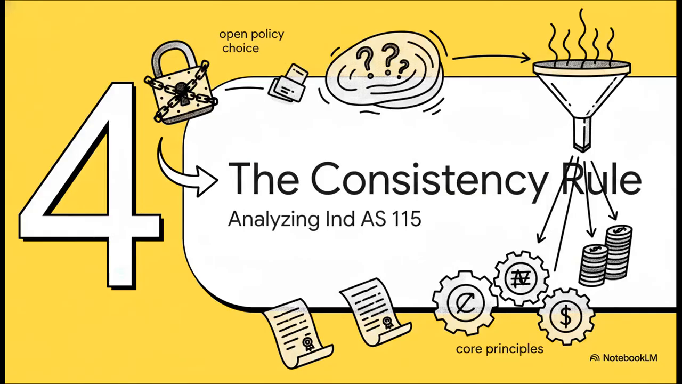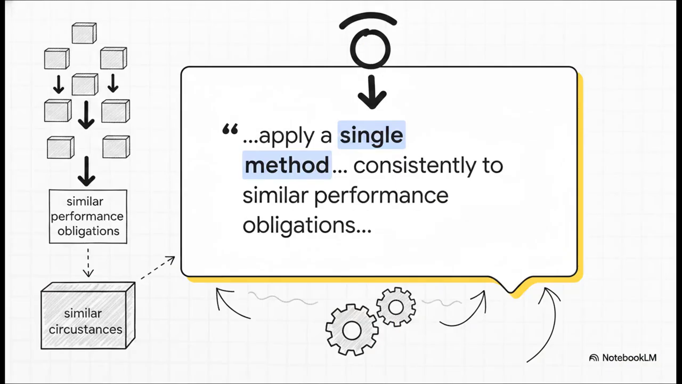Section 4. The consistency rule. Analyzing Ind AS 115. This is where Ind AS 115 comes in and throws a bit of a wrench into things. Paragraph 40 says an entity has to apply a single method of measuring progress consistently. But pay close attention to the end of that sentence, to similar performance obligations and in similar circumstances.